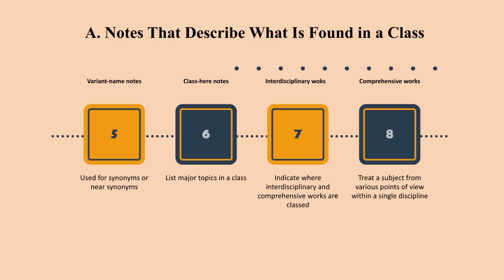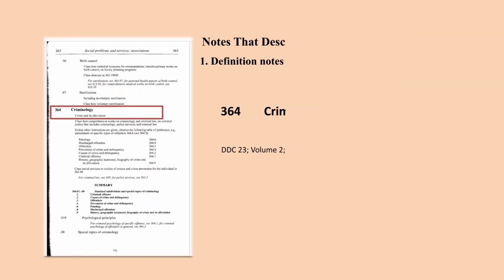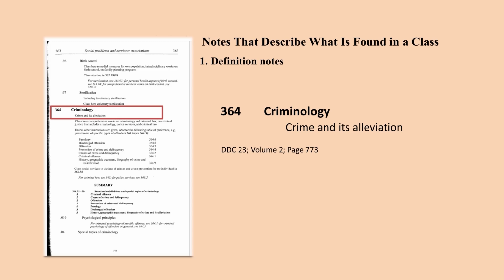So, till now, we have subdivided the first category of notes, that is, notes that describe what is found in a class. Now, with a few examples, we want to elaborate our discussion. So, the first subgroup under notes that describe what is found in a class is definition note.